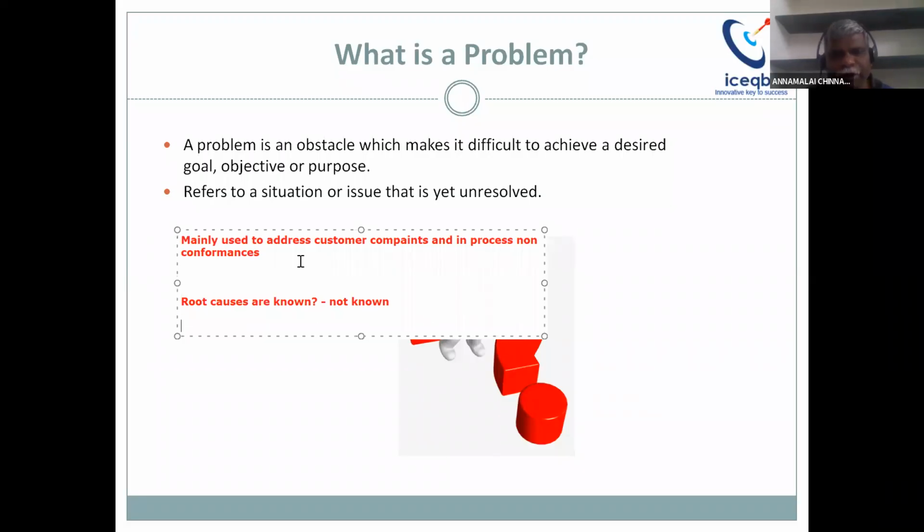Second, this is used when you need a systematic documentation of the issues.